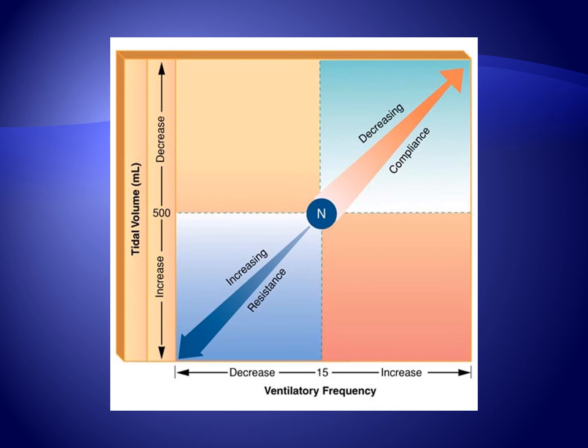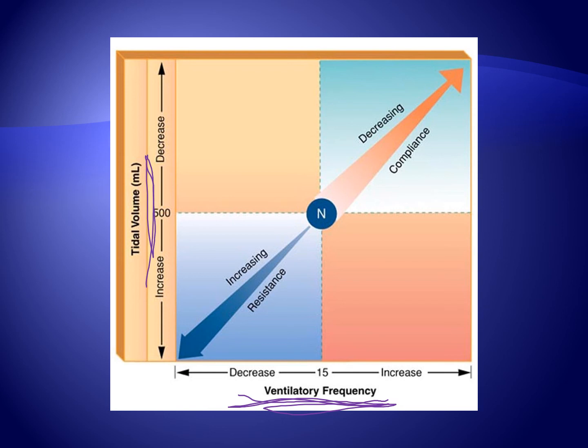So this is a graph that I took from the book. I don't know if it's in the current edition or not. This is just showing the same thing that I just drew on the other slide, right? As your compliance decreases, you're going to have to increase your respiratory rate. Down here on the x-axis is your respiratory rate, the fancy word ventilatory frequency. And up here on the vertical axis is your tidal volume, so how deep you're breathing.